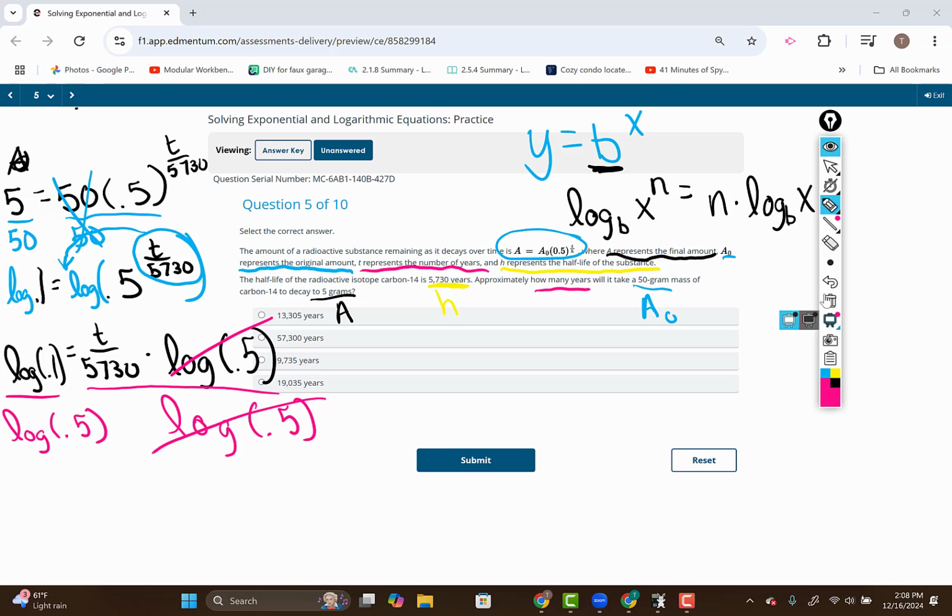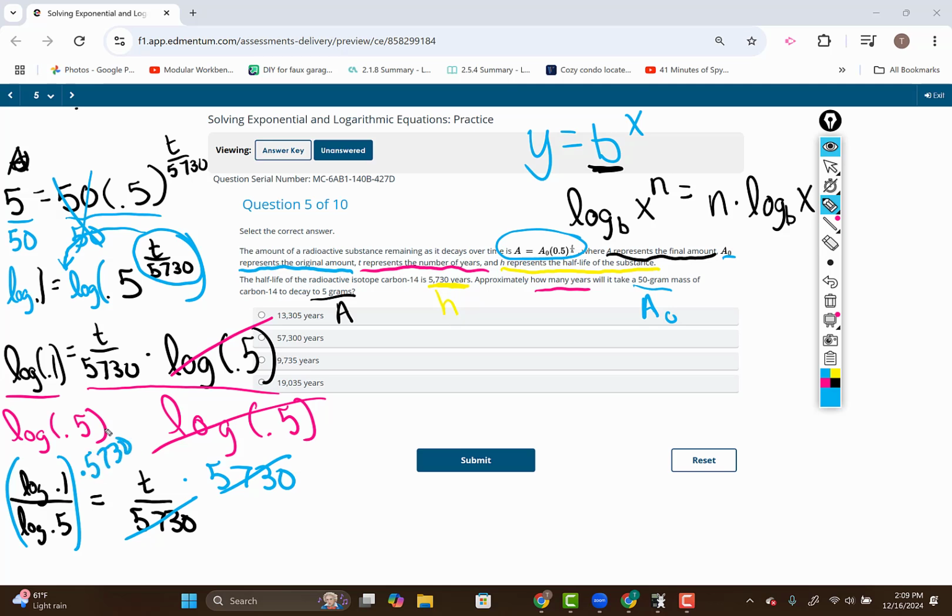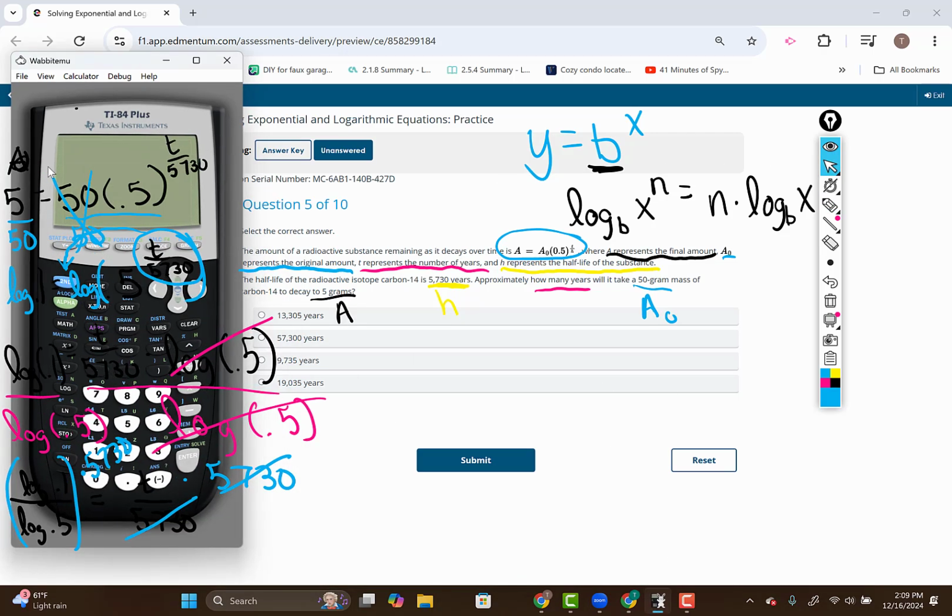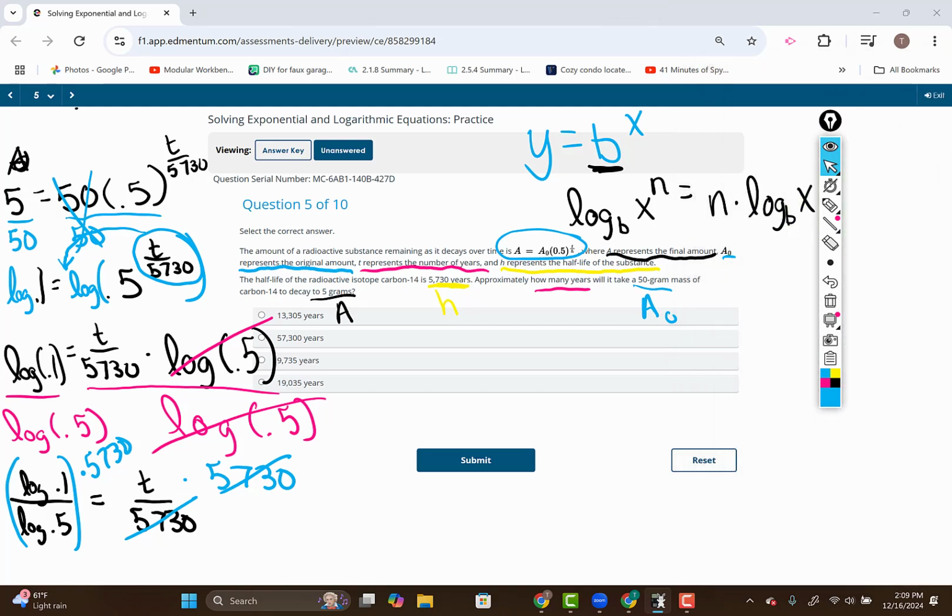I'm going to rewrite everything just so it's clear where we're at. So the left side, we've got log 0.1 divided by log 0.5. On the right side, we've got T divided by 5,730. So the final step to solve for T is we're going to multiply both sides by 5,730. It's going to cancel these out. And then all of this gets multiplied by 5,730. And I'll put this in the calculator all at once to avoid a rounding error.